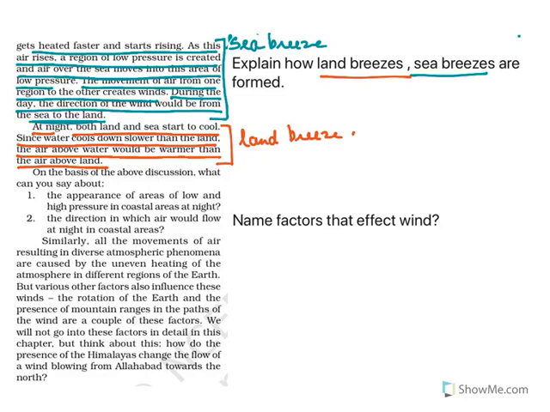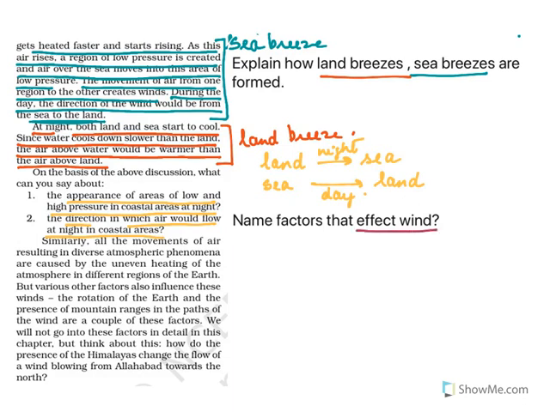On the basis of the above discussion, what can you say about the appearance of areas of low pressure and high pressure in coastal areas at night? It's because of this difference in pressure that we get the winds. The direction in which wind would blow at night in coastal areas: so we already saw at night the wind blows from land to sea. This happens at night. And during the day, from sea to land.